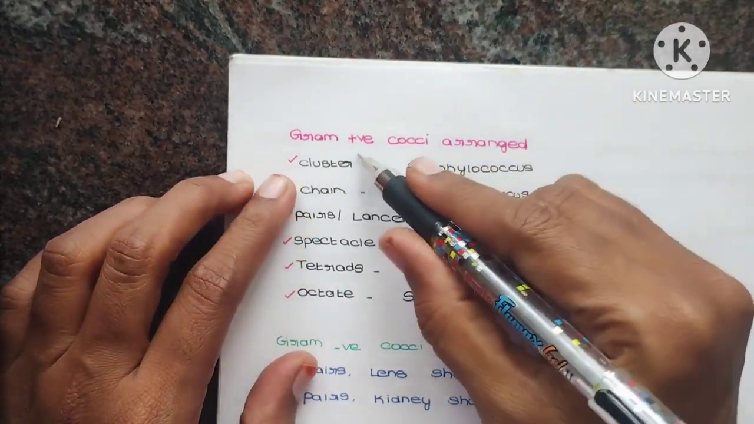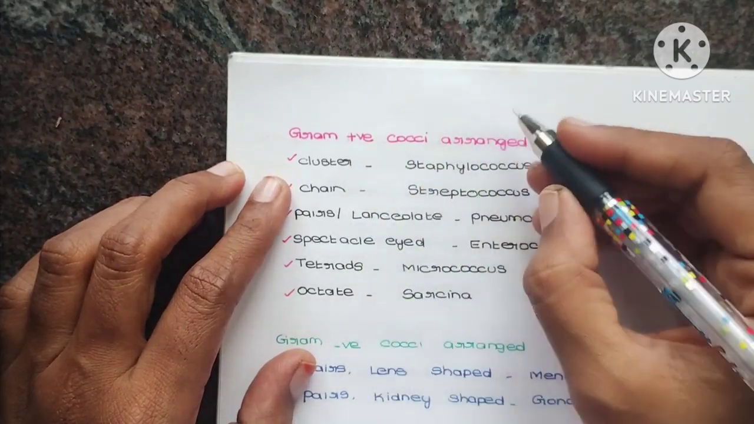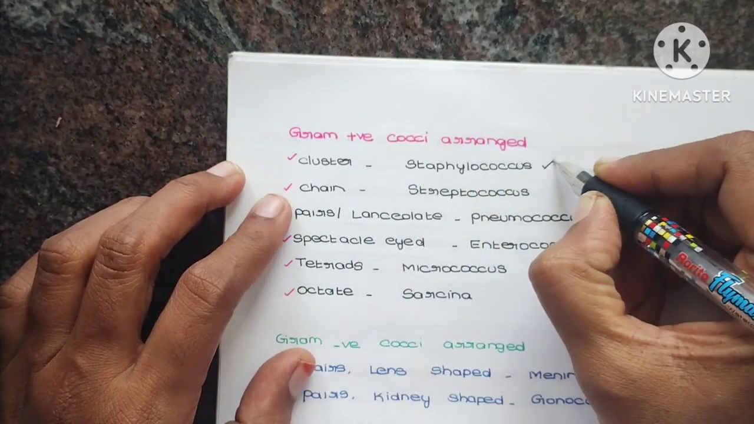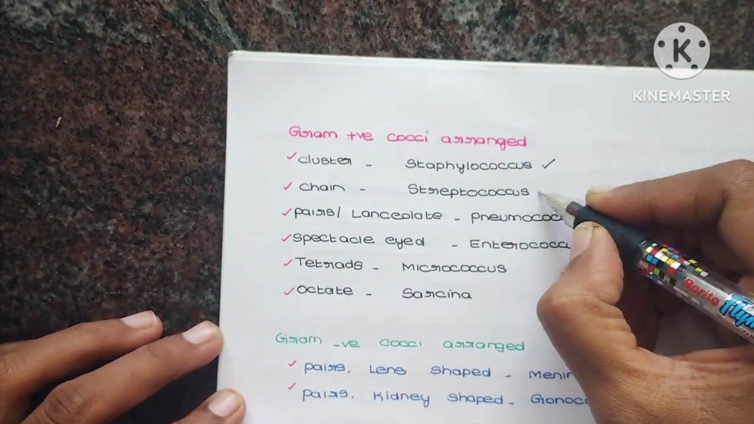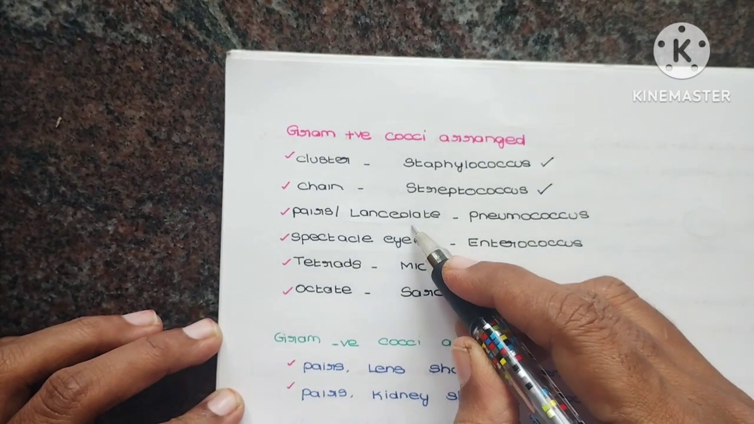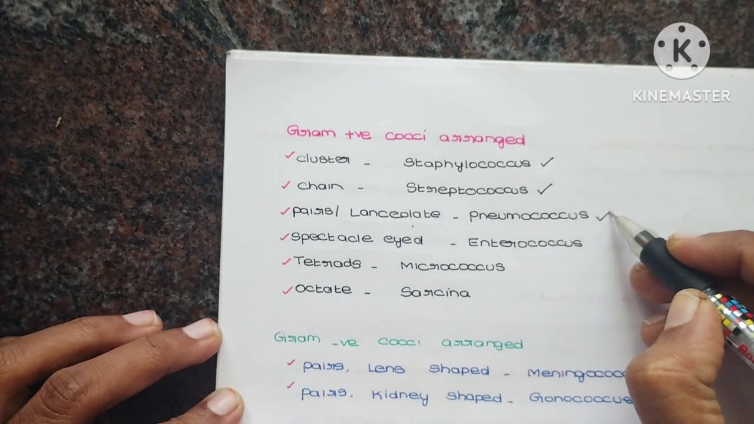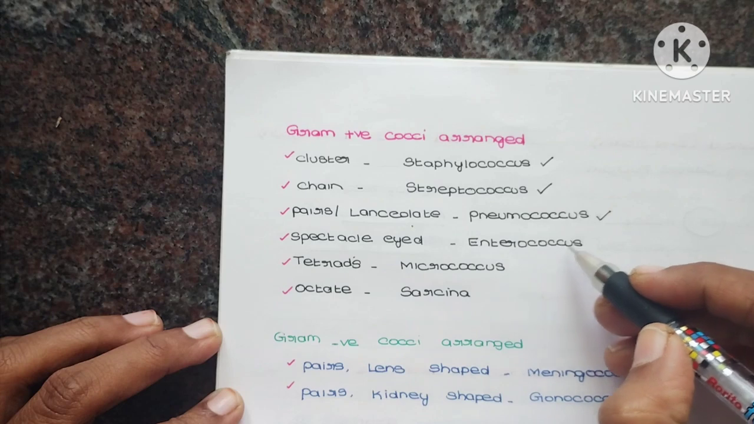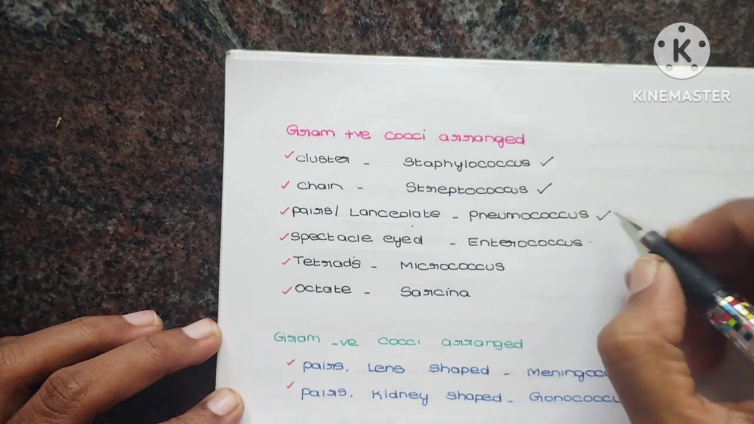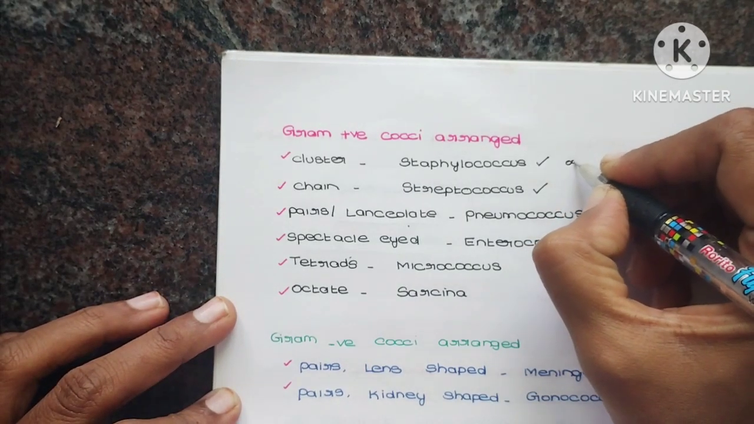Okay, so if there are gram positive cocci arranged in clusters, it is Staphylococcus. If it is in chains, it is Streptococcus. Lanceolate is for Streptococcus pneumoniae. Spectacle-eyed bacteria shape. Clusters are like this, you know.